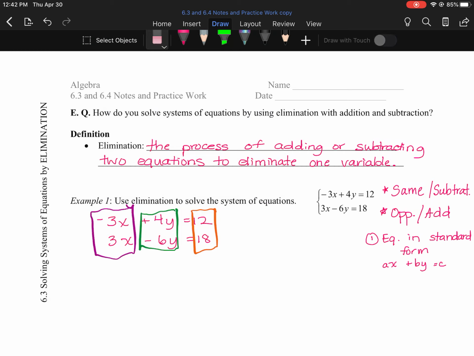So with this, let me see if I can erase those now. Okay, so there's our two equations. I'm looking for either the x coefficients or the y coefficients to either be the same or opposites. Okay, so remember the coefficient is the number in front of the variable. So I'm going to start looking at my x's. My x coefficient is -3 and +3. So those are opposites, so that's good.